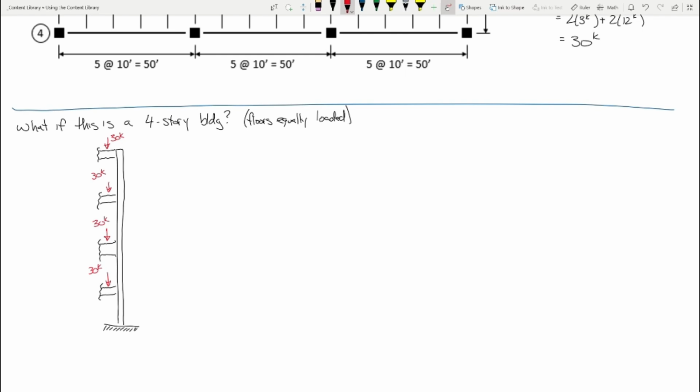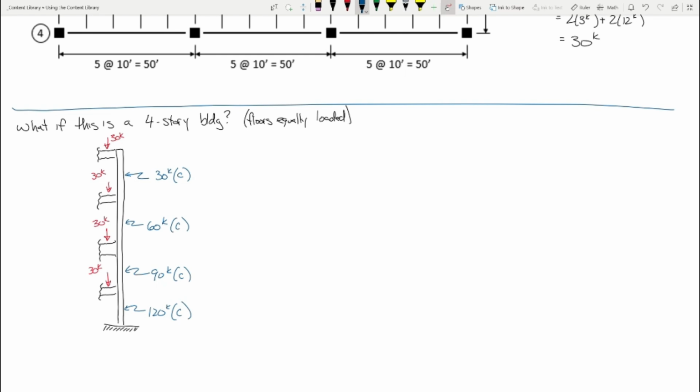Okay, so can somebody tell me how much force is in the column right here? 30 kips in compression. What about right here? 60. There you go. 90. There you go. And so the columns only see 120 kips at the bottom, right?